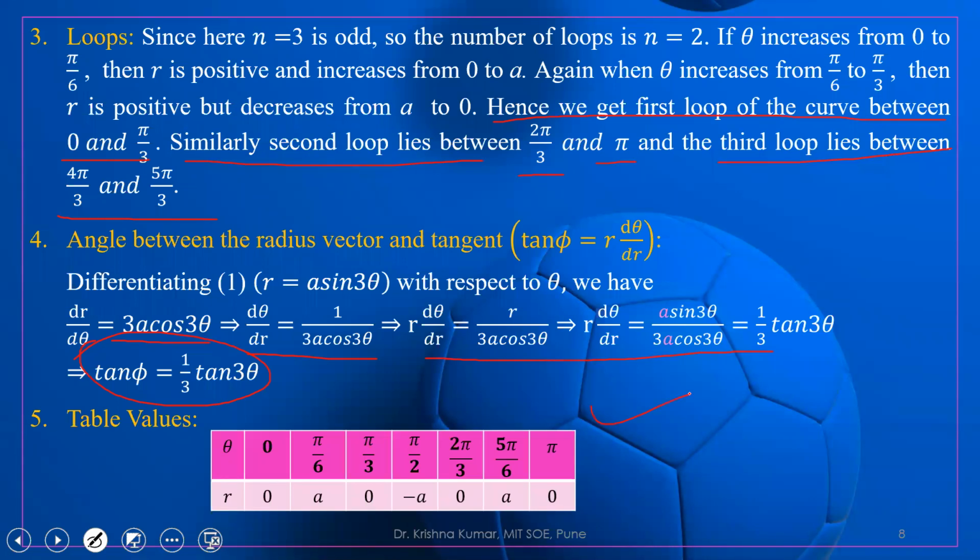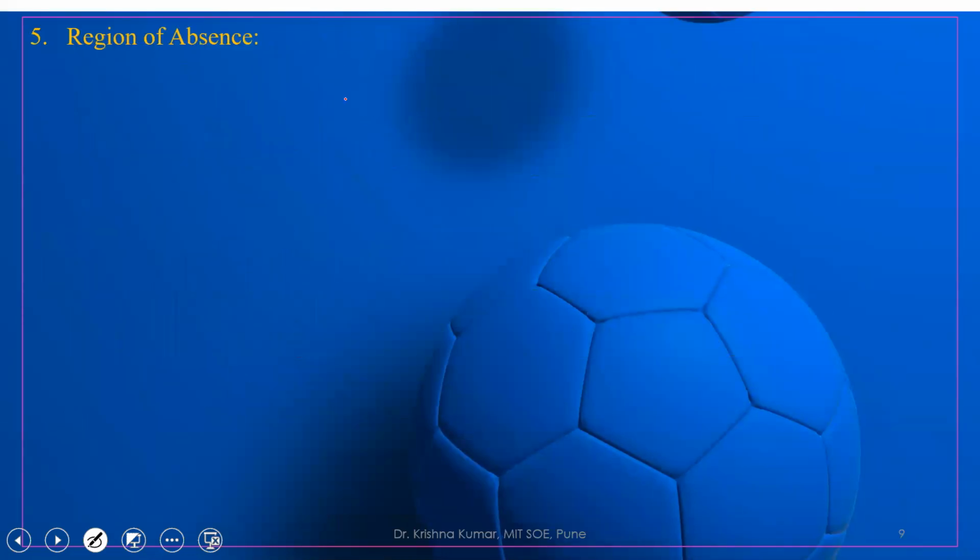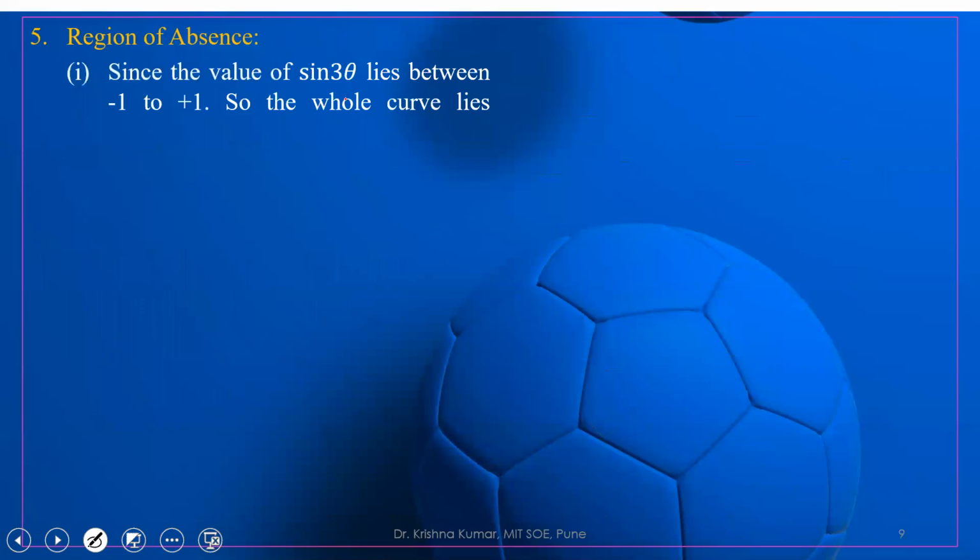Just look here, when theta increases from 0 to pi by 6, r increases from 0 to a, and from pi by 6 to pi by 3 it again decreases to 0. And from pi by 2 to 5 pi by 6, it goes again from minus to plus. The minus sign shows that the value of r will be in the opposite direction. Correct? Since the value of sine 3 theta lies between minus 1 and plus 1, the whole curve lies within the circle of radius a. We have already seen that every rose curve will lie inside the circle of radius a. It will not go beyond that.